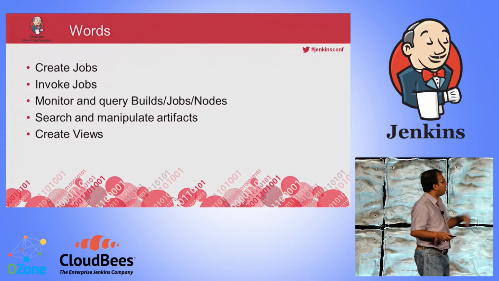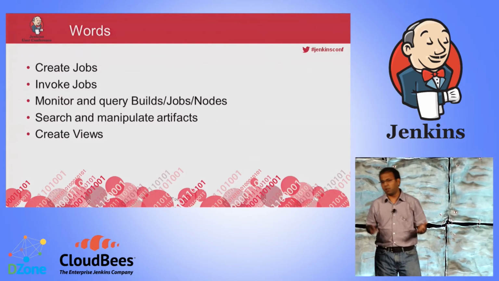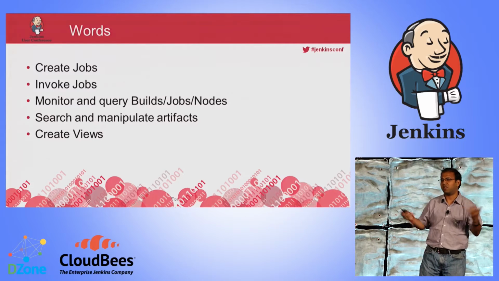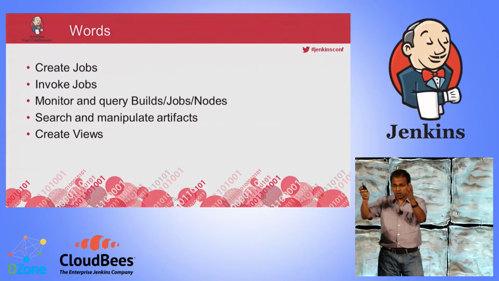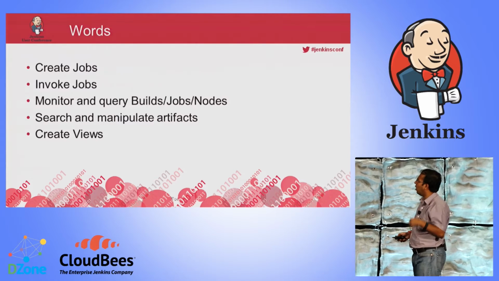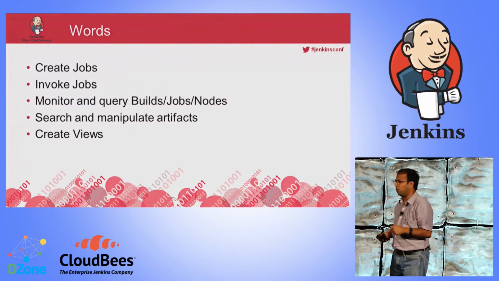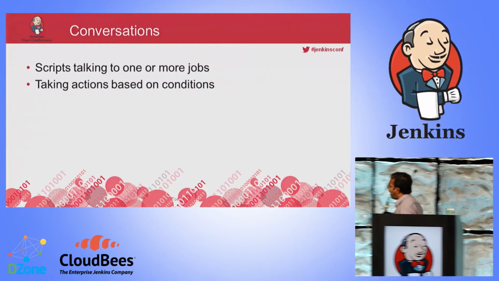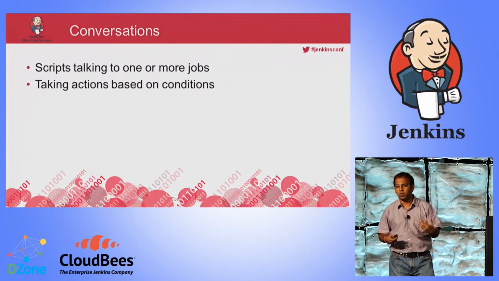You can monitor your builds, your jobs, your nodes, which you probably do using the API, the console, or maybe some other way. I have seen somebody write a completely different dashboard using the API. You can even create views with this, and you can do a lot more. You can search and manipulate artifacts if you want to, the build artifacts. But we'll see all of those. So, as I said, conversations is what we need to have with Jenkins, and that's my goal, and that's what I've been doing.